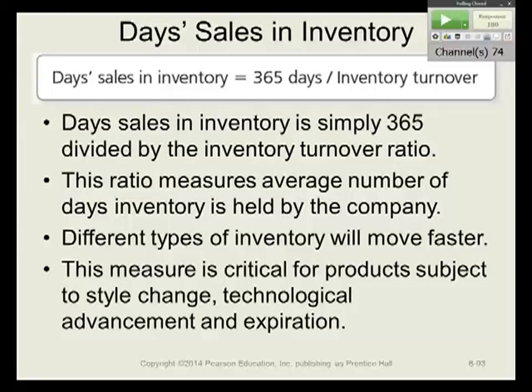What happens to cost of goods sold? Is it higher or lower than the other methods? Higher. And is inventory lower? It's lower. So LIFO biases the ratio upward.